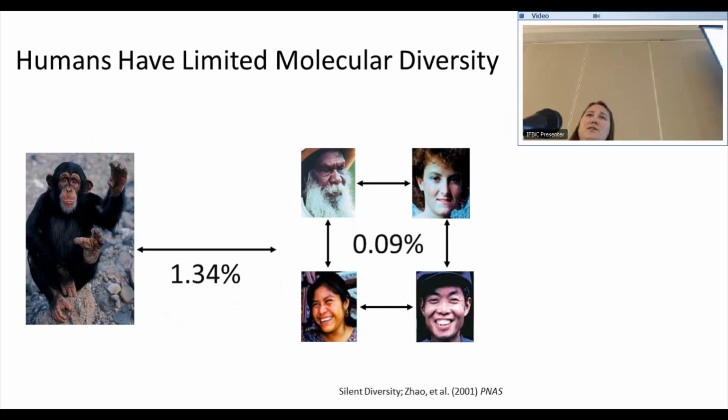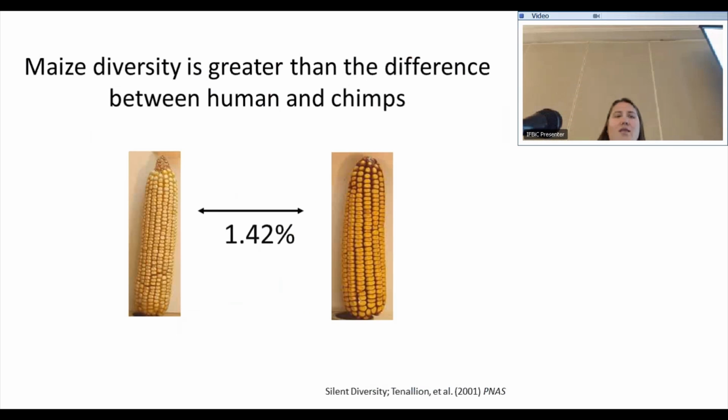Okay, so it turns out that, again, if we look at all the people in the room, we think that we're a pretty diverse crowd, okay? When you look at the molecular diversity in a population, people are very different, but they have a certain amount of genetic diversity among them. And when you compare people, human beings, to chimpanzees, that diversity is much larger. So I want you to pay attention to this number, 1.34%, okay? It turns out that corn is much more diverse than the difference between people and chimpanzees, okay?